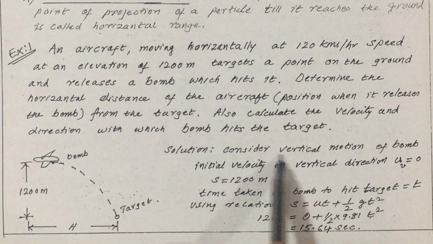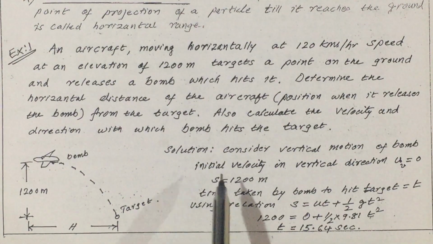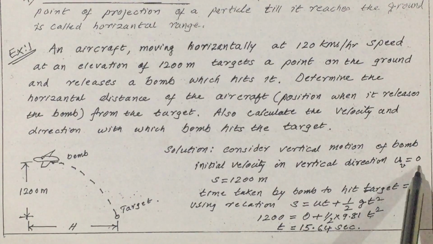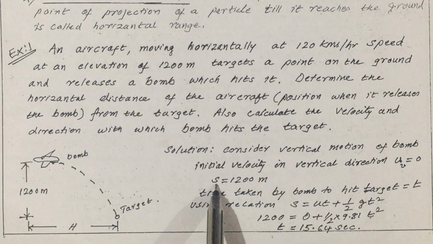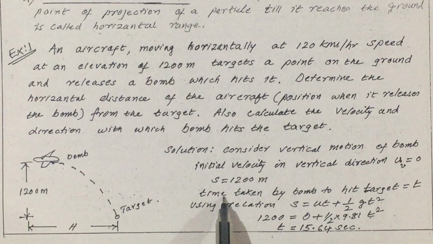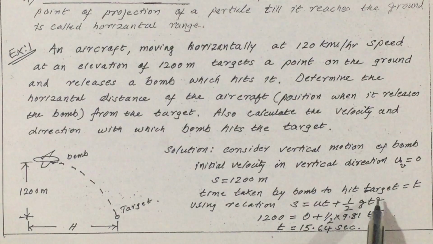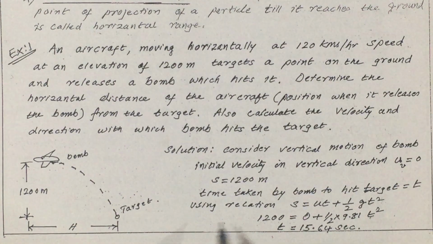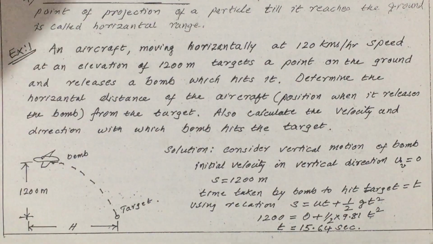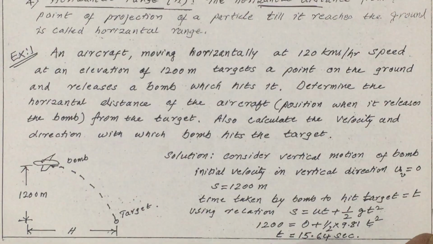So, the solution: consider the vertical motion of the bomb. Initial velocity in vertical direction u is equal to 0 and distance travelled is 1200 meter. Time taken by the bomb to hit the target, let it be t. Using the relation s is equal to ut plus half gt square, substitute all the values, then you are going to get t is equal to 15.64 seconds.